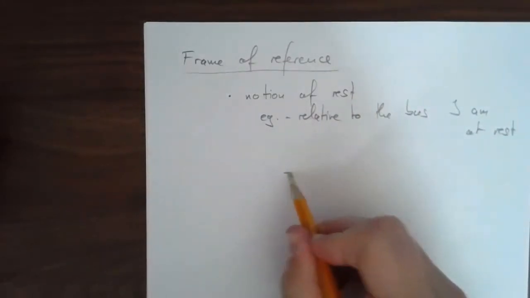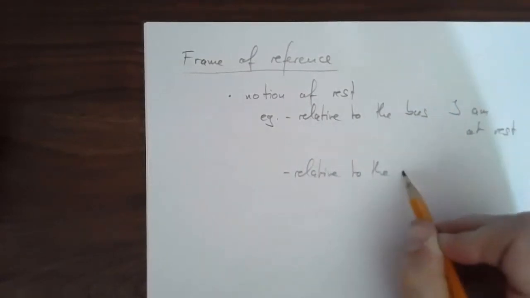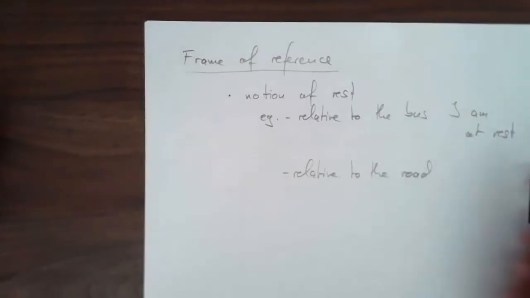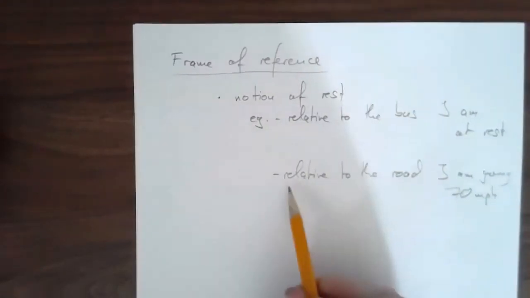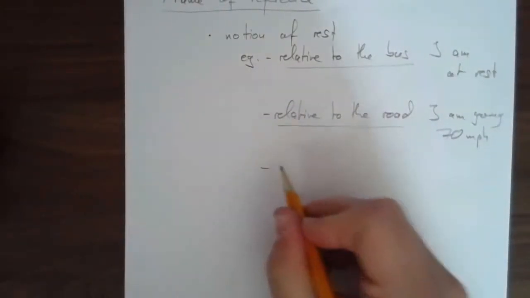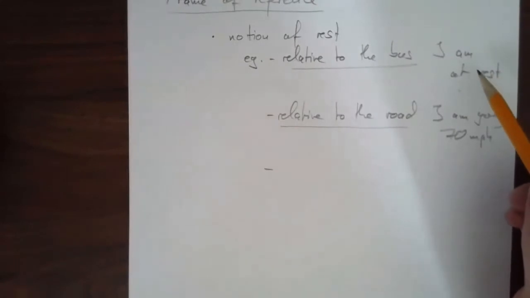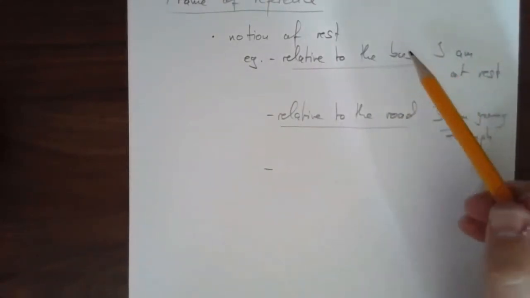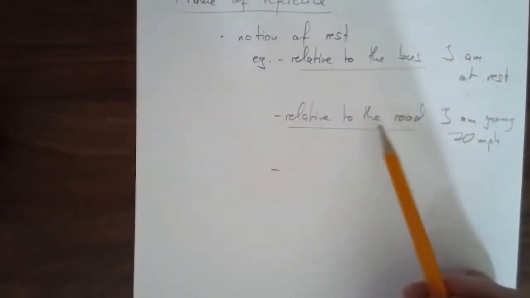Or I could say relative to the road, or the trees by the side of the road, I am going 70 miles per hour, right? So relative to the road, relative to the bus, that's what defines my notion of rest. I say the road is at rest. If the road is at rest, then I'm going 70. If the bus is at rest, I'm going 0. Because the bus is moving relative to the road, but I can still define my notion of rest relative to the bus. I mean, the road is not at rest either.